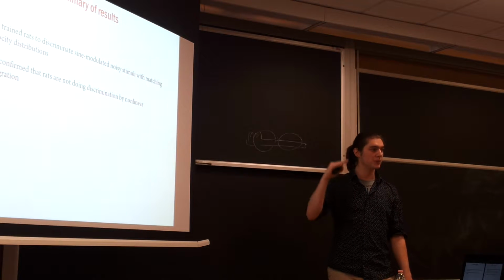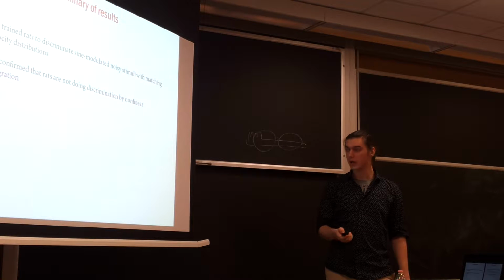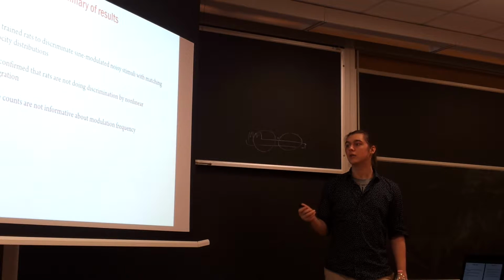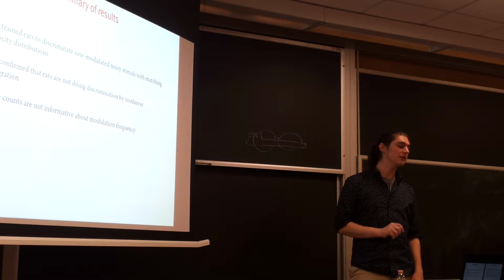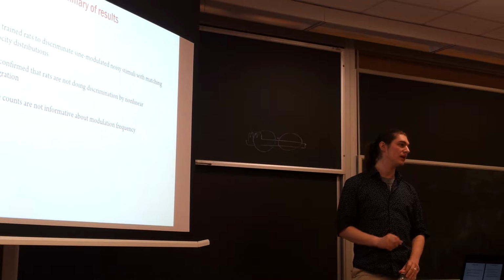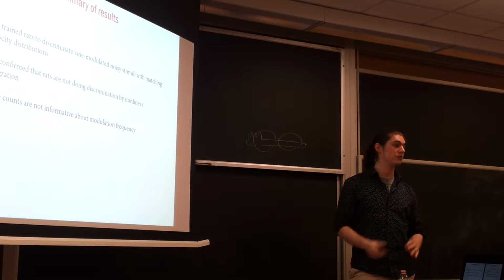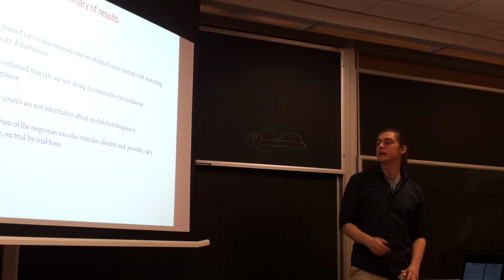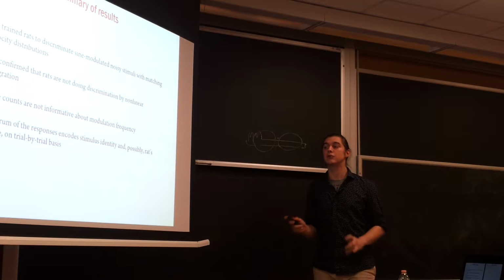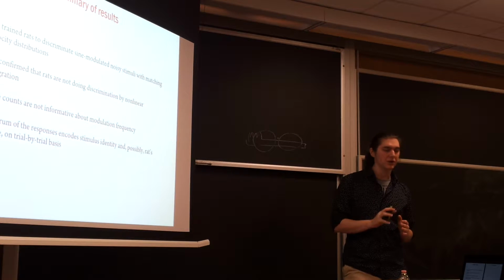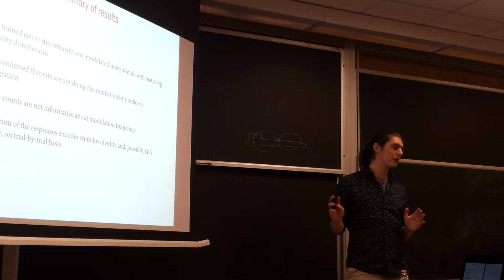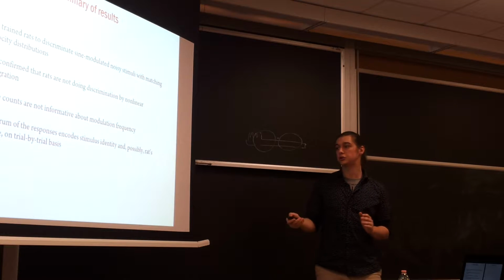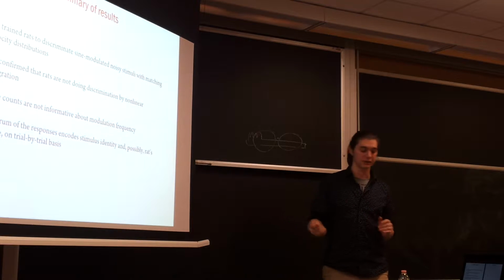This is coming back to the amplitude change experiment. We looked at the spike counts and we saw that the spike counts are not informative about the modulation frequency. So this verifies the assumption that we made in the beginning about the stimuli with the same velocity distributions. And in the end, the spectrum of the responses encodes identity, so modulation frequency, and possibly the rat's choice on a trial-by-trial basis. But to look at this, we need to analyze more trials.